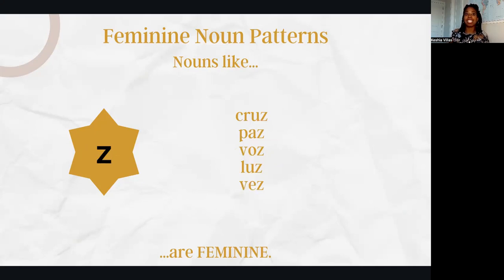Let's move on to our last feminine noun pattern that we're going to talk about today, and that's words ending in the letter Z. Cruz means cross. Paz means peace. Voz means voice. Luz means light. And vez means time, like one time, two times. That's what that time is specifically used for. Okay, so these are just our feminine noun patterns, and you can take these letters and project them onto different words that you may see in Spanish.